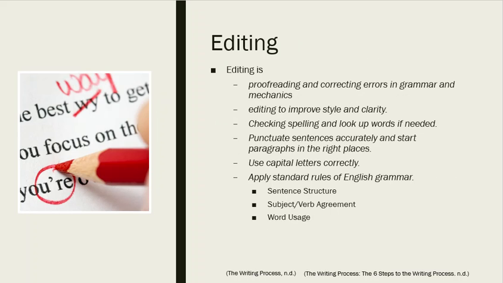Next is editing. Editing is proofreading and correcting errors in grammar and mechanics. You use this stage to improve style and clarity. You need to check your spelling. You got to look up words if you need to, punctuate sentences accurately, and start paragraphs in the right places. Use capital letters correctly when you're editing, and apply the standard rules of English grammar. 1, look at sentence structure. 2, look at your subject-verb agreement and your word usage.